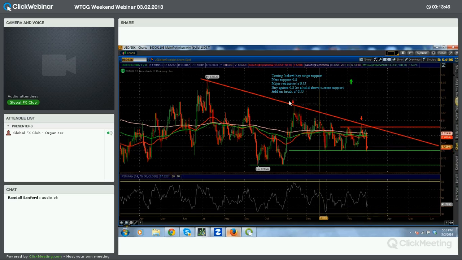If we do break below, 6.3 is the next support level. You can see it down here. If we do continue to run 6.55, you can either get long or add to your longs above that level on a breakout trade. And then if we start to break down, obviously another new low today, target 6.3. Below 6.3 opens up a fair amount of downside going forward. So those are the key levels to watch on the dollar Swedish krona.